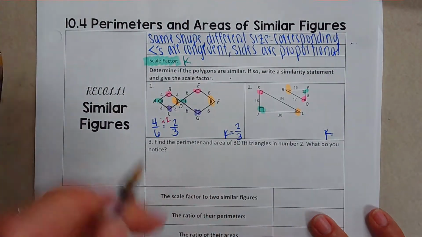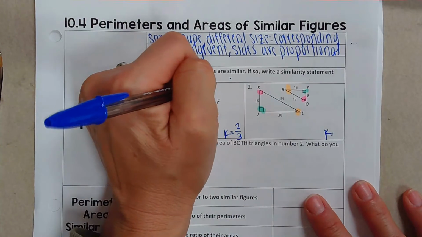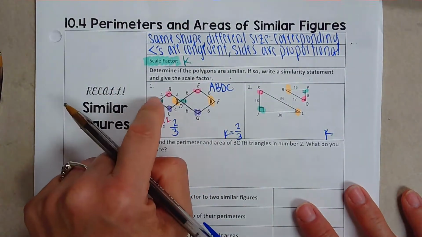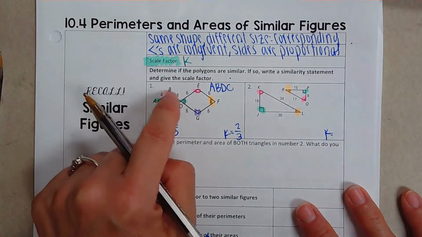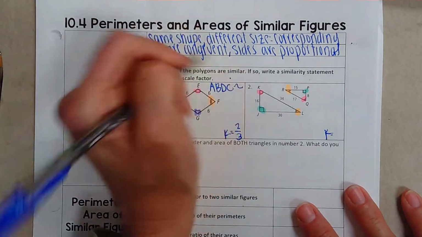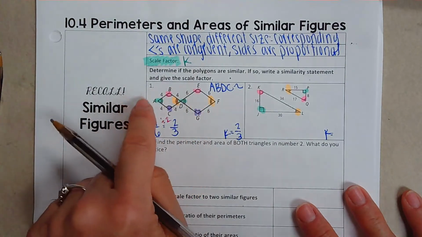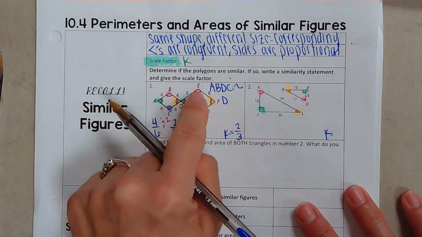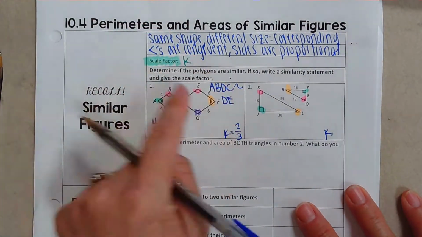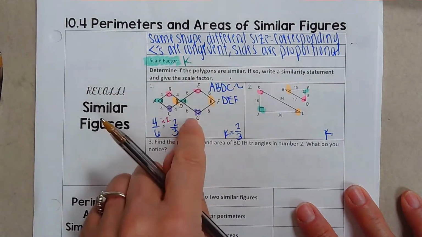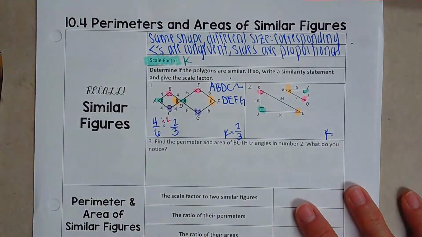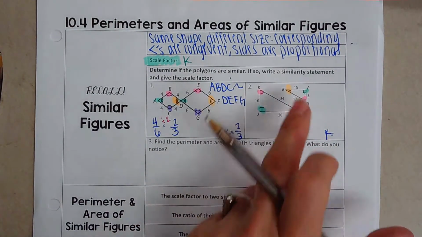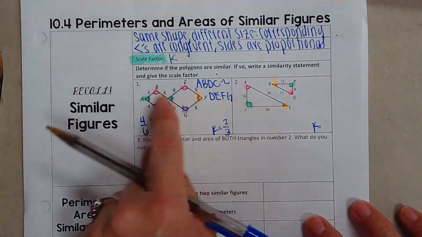My similarity statement is ABDC. That's just the order I went in. I just went clockwise. So ABDC is similar to, well, I have to go in the same order. Since I started with turquoise, I have to start with turquoise here. So D, E, because I went to pink next, down to orange, F, and then ending with purple, G. That's my similarity statement.